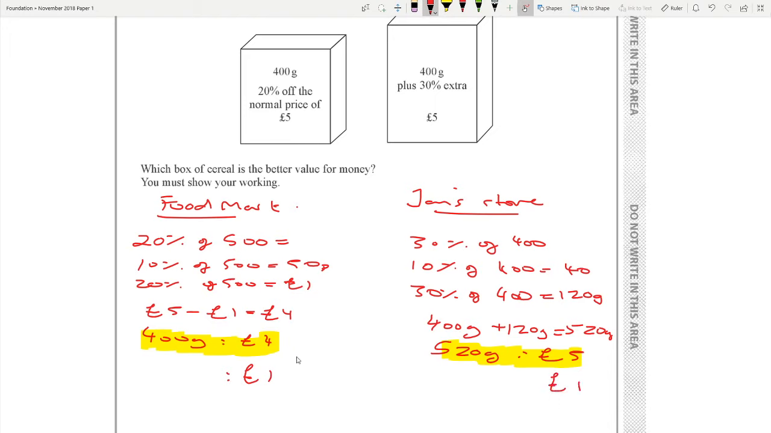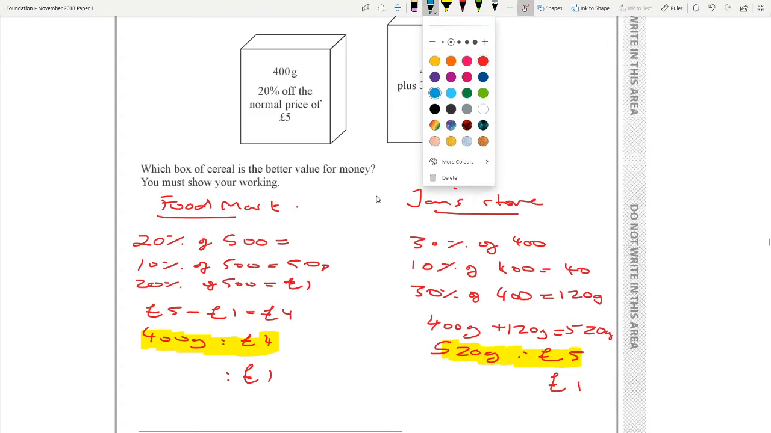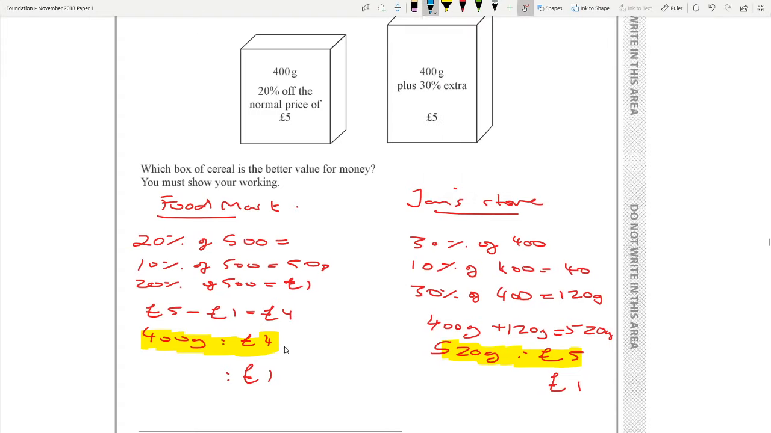So, again, working with ratio, how do you get from 4 down to 1? You have to divide, don't you? So you have to divide by 4. Now, just like with equivalent fractions and cancelling down fractions, same idea with ratios as well. Whatever you do to one side, you have to do the same to the other as well. So divide by 4, 400 divided by 4 is 100 grams. So at Food Mart, the 100 grams is £1.